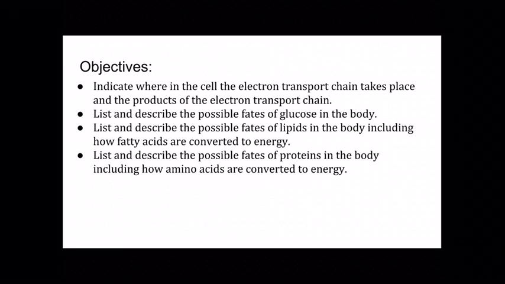Our objectives for this last section are to indicate where in the cell the electron transport chain takes place and the products of the electron transport chain. Then we're going to take a look at the 3 macronutrients, because all along, looking at ATP production, we've been looking at glucose as the fuel. So we'll look at other things that could happen to glucose in the body or in a cell, and also things that can happen with lipids and with proteins.